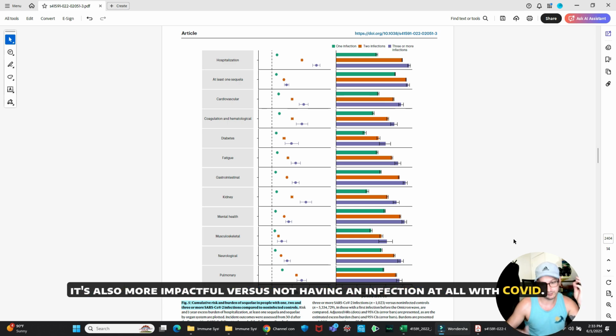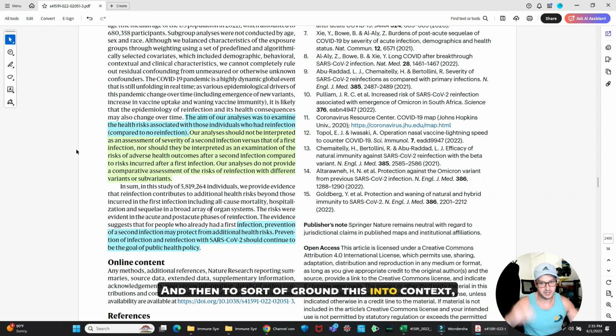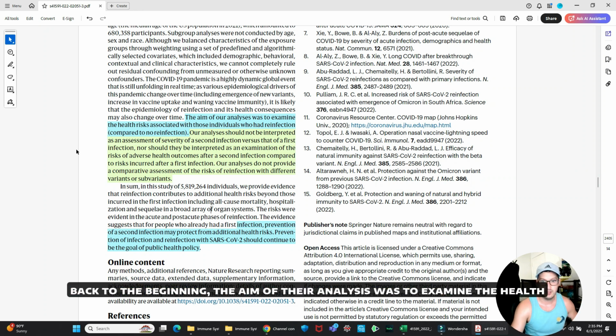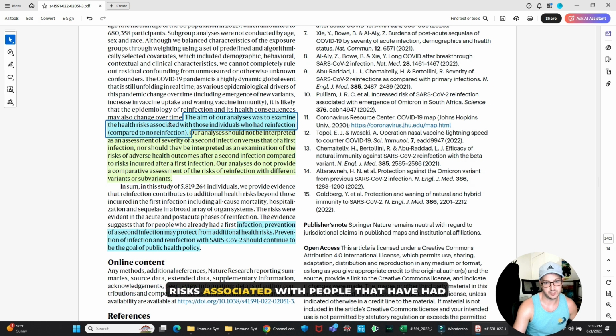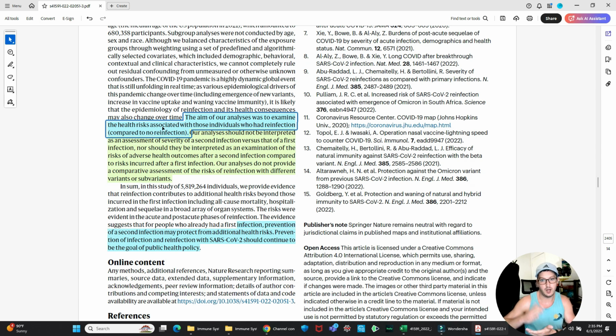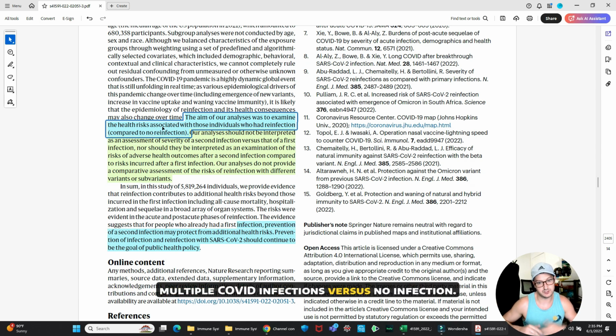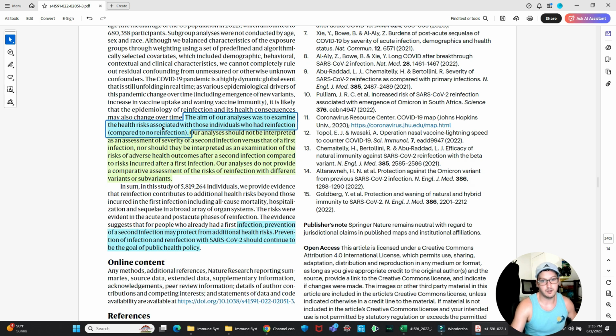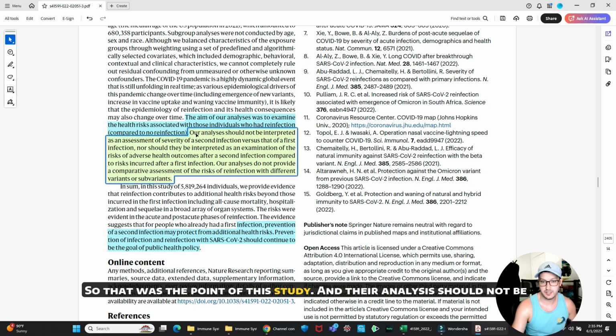And then to sort of ground this into context, back to the beginning, the aim of their analysis was to examine the health risks associated with people that have had multiple COVID infections versus no infection. So that was the point of this study, and their analysis should not be interpreted as an assessment of severity of infection. They didn't look at that. They didn't look at mild, moderate, severe outcomes in each of these categories.